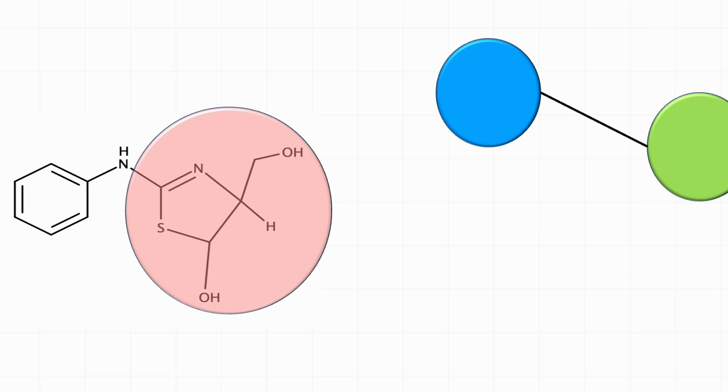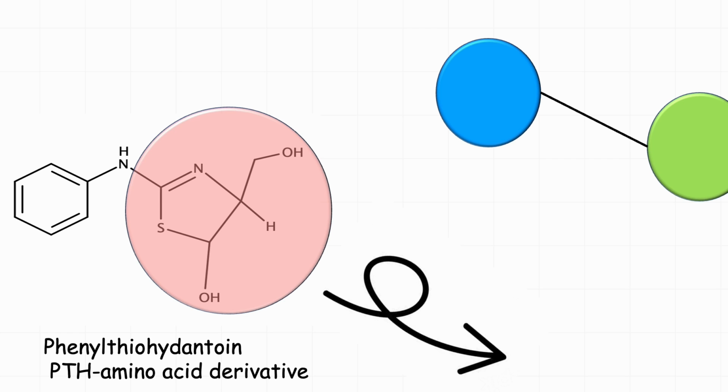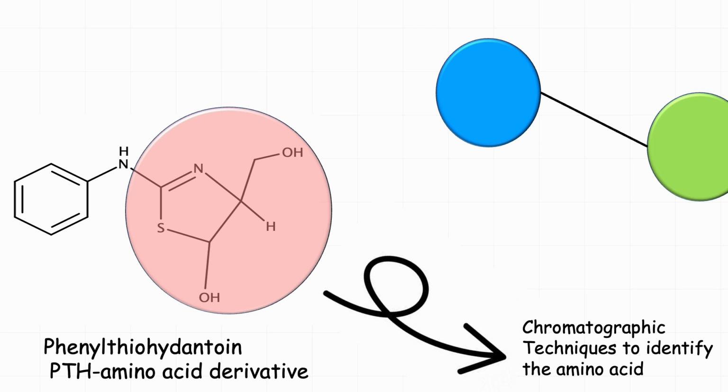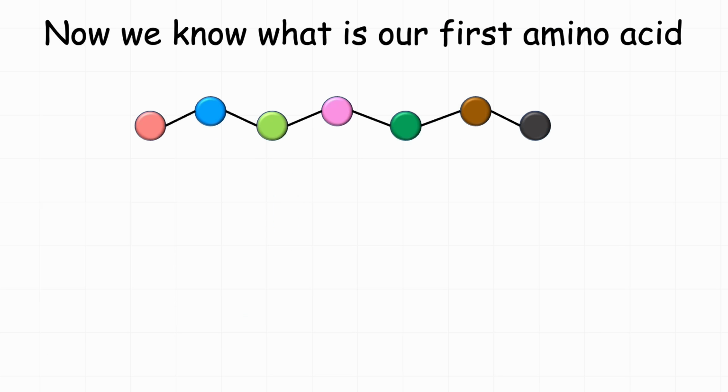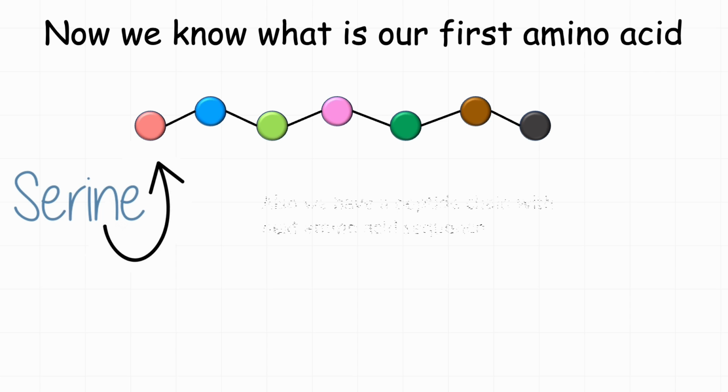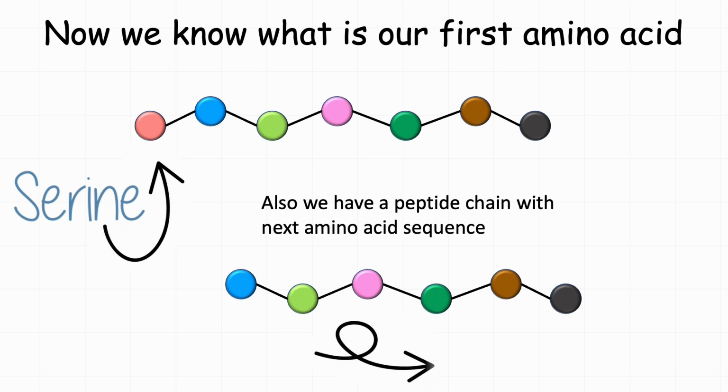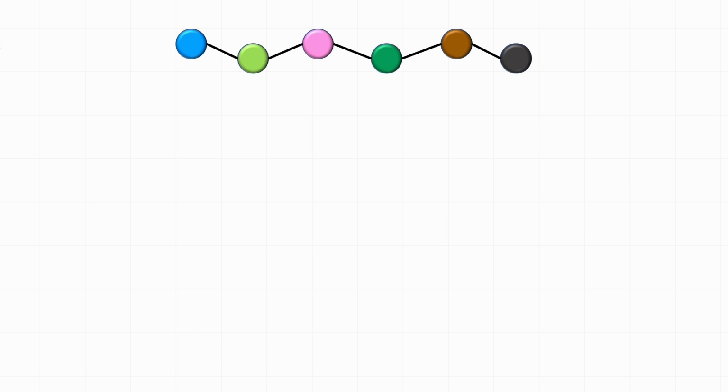Now we have separated our first amino acid, and this is called the PTH amino acid derivative. And then we can use techniques like chromatography to identify the first amino acid. Now we know what our first amino acid is, and in this case it's serine. So also we have the polypeptide chain with the remaining amino acid sequence. So we can use the same Edman degradation process to identify the next amino acids in our polypeptide chain.